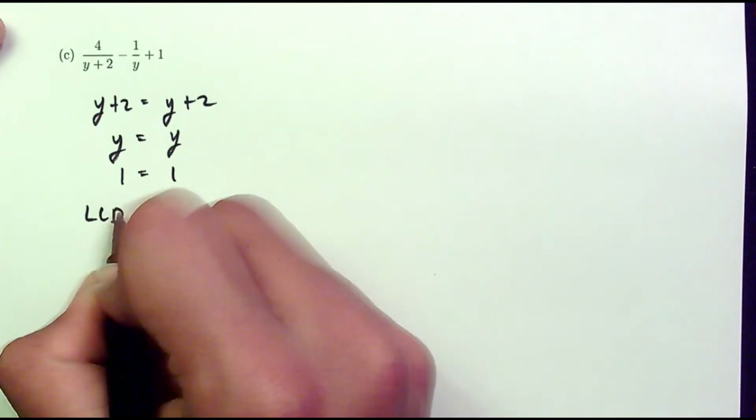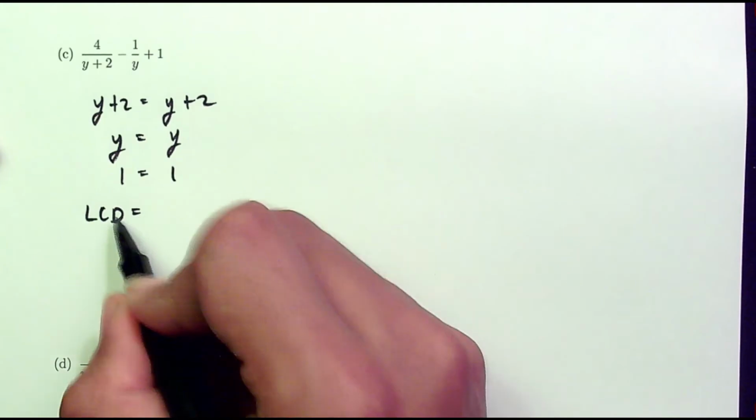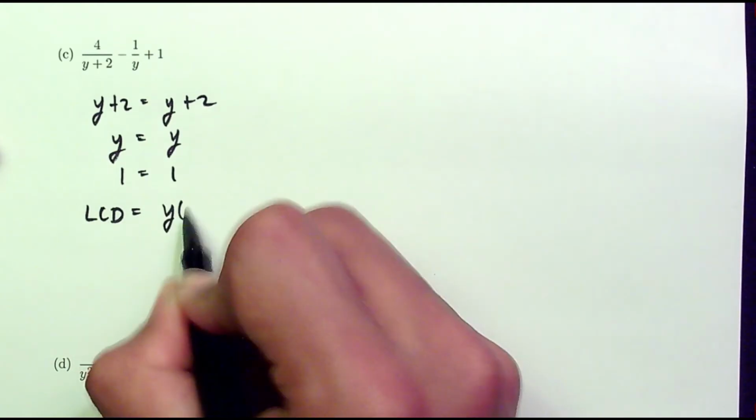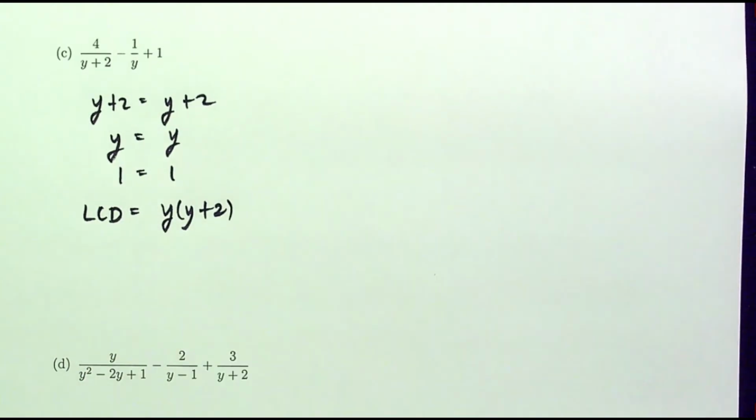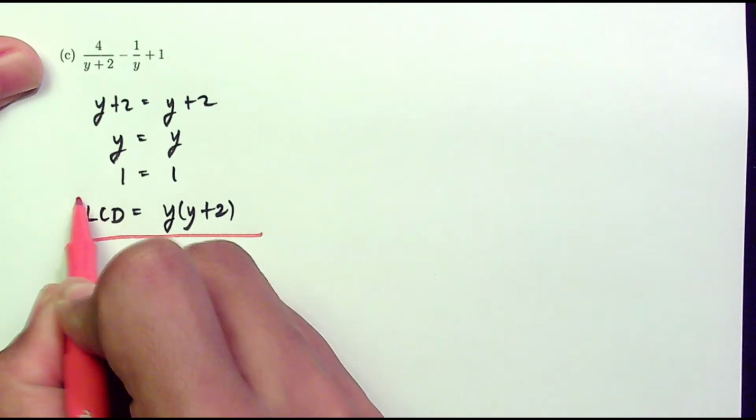So now we can immediately write down the LCD. You write down all the different factors. 1, which you don't really need to write, y and y plus 2. And then you go back and choose the highest exponent for each of the factors. There's no exponent, so that means we're done. That is the LCD.